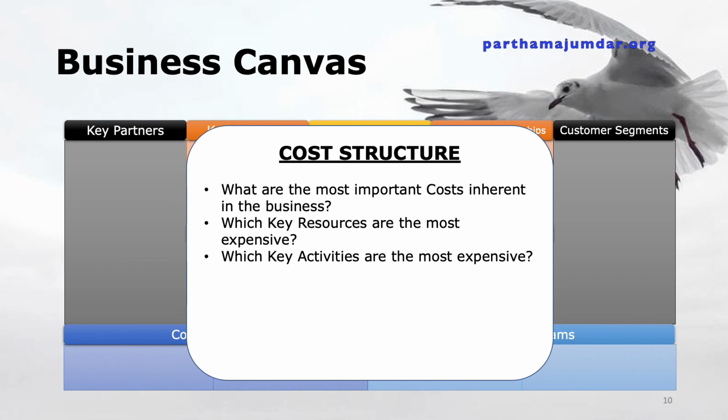So we require to typically find out what are the most important costs inherent in the business, what key resources are the most expensive, what key activities are the most expensive. Now we need to have a very clear idea regarding how much we are going to be spending to generate the revenue that we are planning to generate.